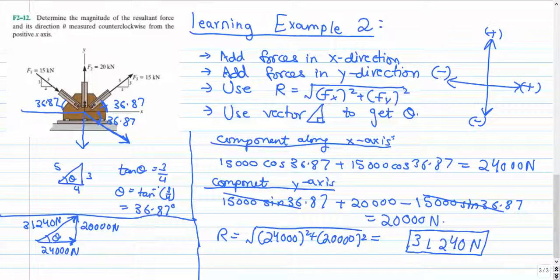So to find this angle theta from the positive x-axis in a counterclockwise direction, we will simply do tan of theta equal to 20,000 divided by 24,000, and theta would be equal to 39.81 degrees.